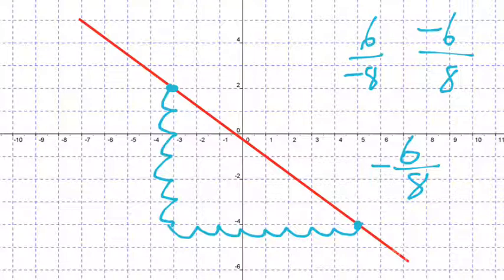Does that make sense? But wait, there's more. You got your slope, right? Always make sure whether your slope could be simplified. Could this be simplified? 6 over 8 to what? This could be simplified to negative 3/4, right? Negative 3/4.